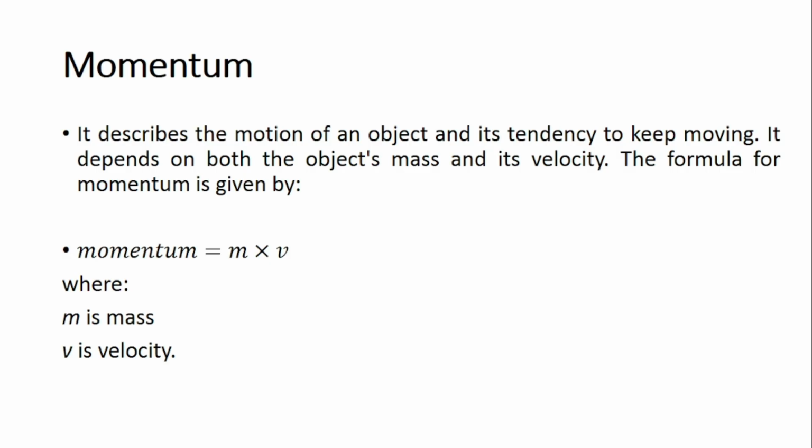We'll start with what is momentum. Momentum, in simple words, we call it the product of mass into velocity. It describes the motion of an object and its tendency to keep moving. It depends on both the object's mass and its velocity. If you want to increase the momentum, you can increase its mass or you can increase its velocity. The unit of mass is kg and the unit of velocity is meter per second, so it becomes kg meter per second.